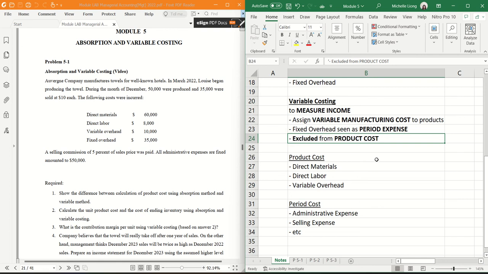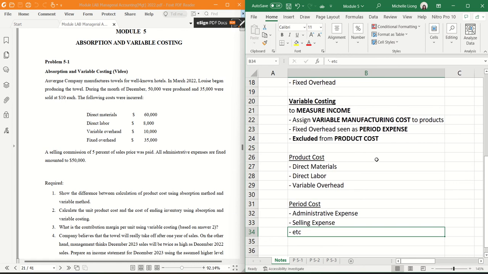And remember that in variable costing, fixed overhead is excluded from the product cost, okay? But it's not the same as variable overhead, okay? Because variable overhead is still needed in your production. So right here we still have the product cost, which is direct materials, direct labor, variable overhead. Meanwhile, for period cost, we have administrative expense, selling expense, fixed overhead, and also etc. Okay, that is for absorption and also variable costing.